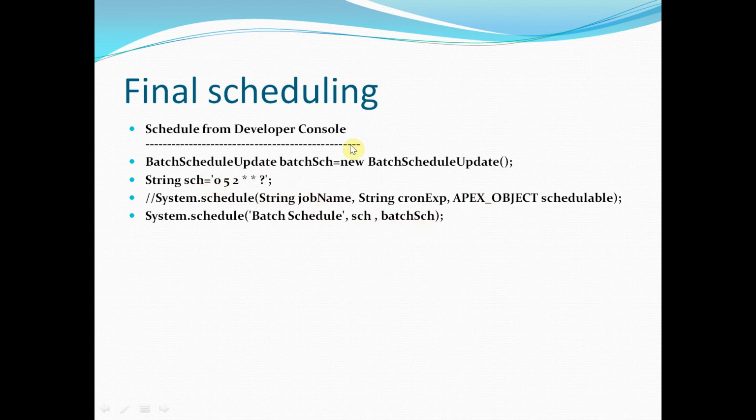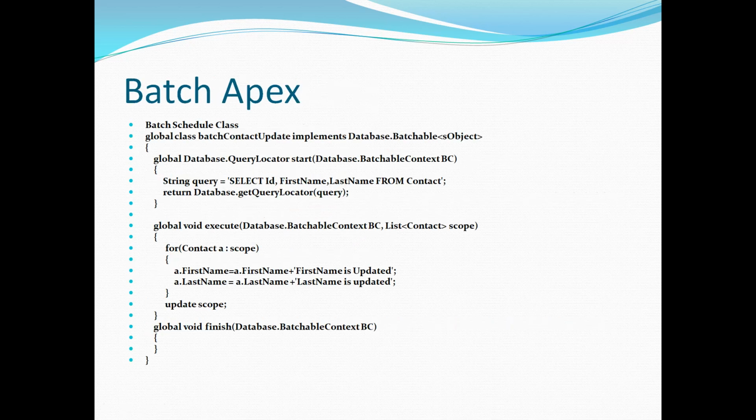So finally what you do is you say system.schedule, and in that you give one scheduler class and say this is the schedule mechanism for it, that this is how frequently it should run, and then you pass the variable over here. First you give the job name, which is the schedule, then you pass the cron expression, then you pass the schedulable object, and then you give it a name, so it will create a batch job.